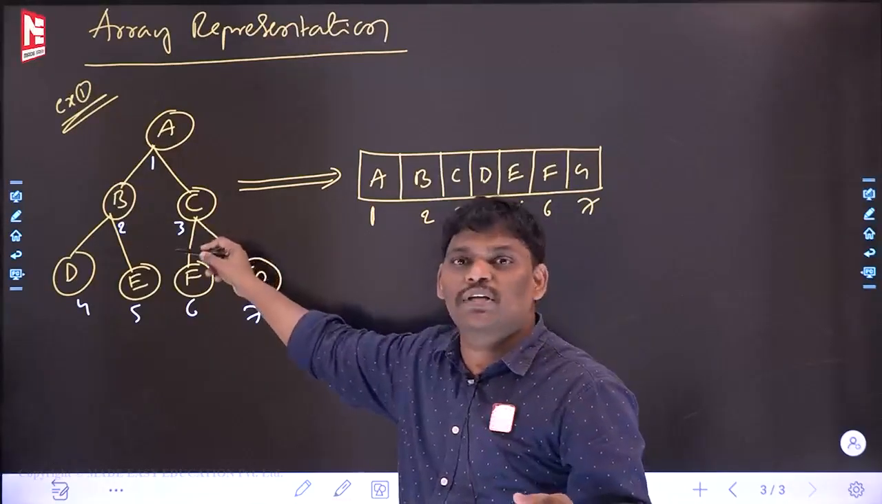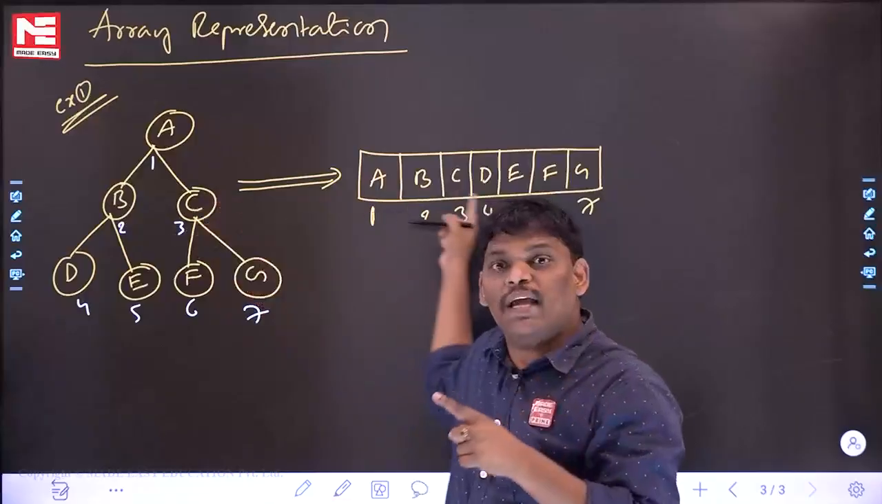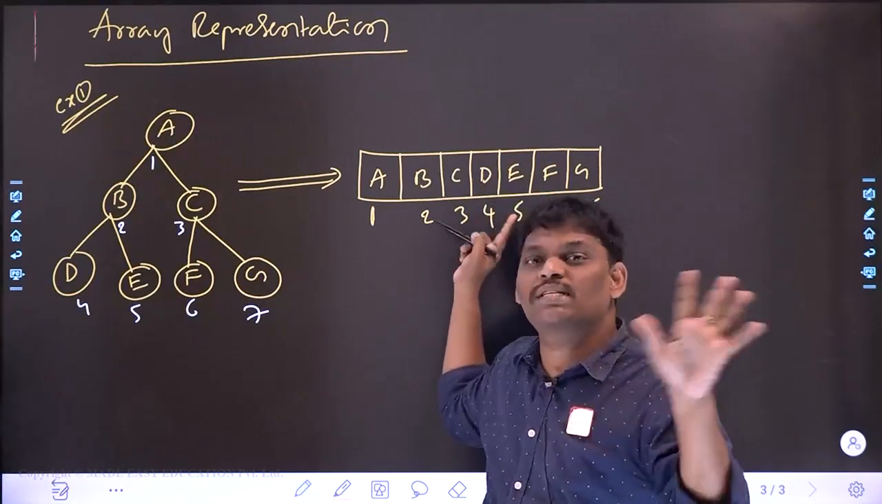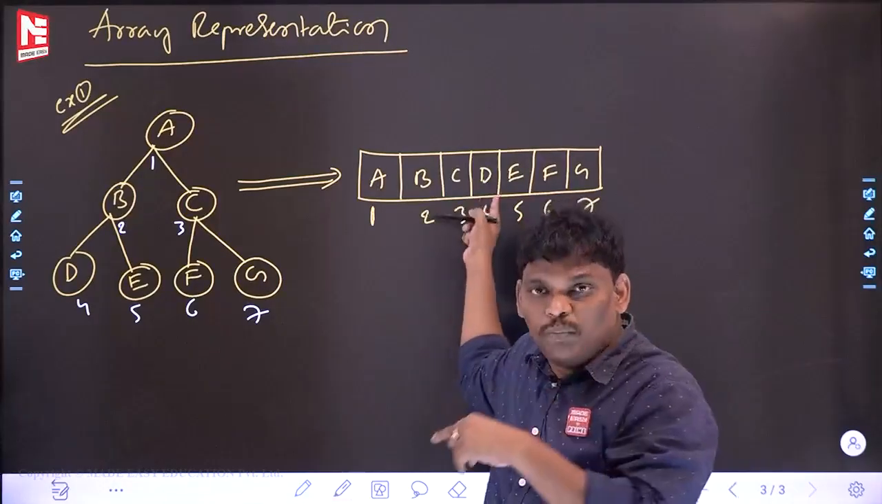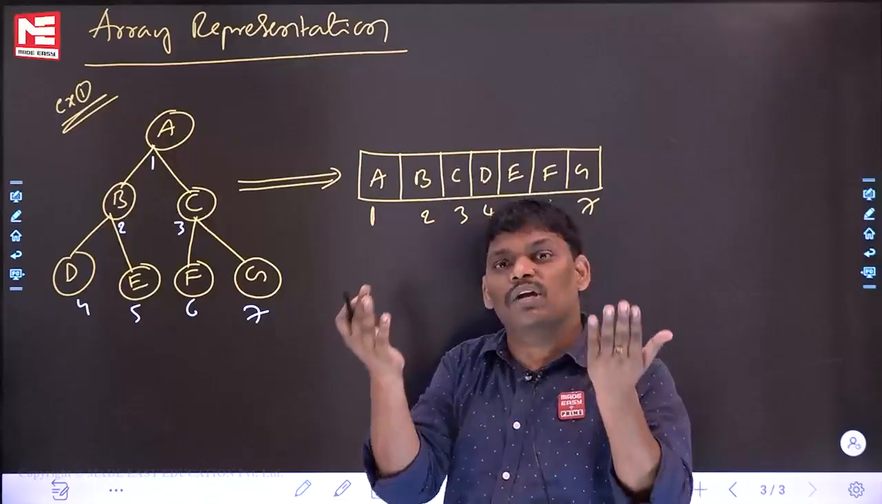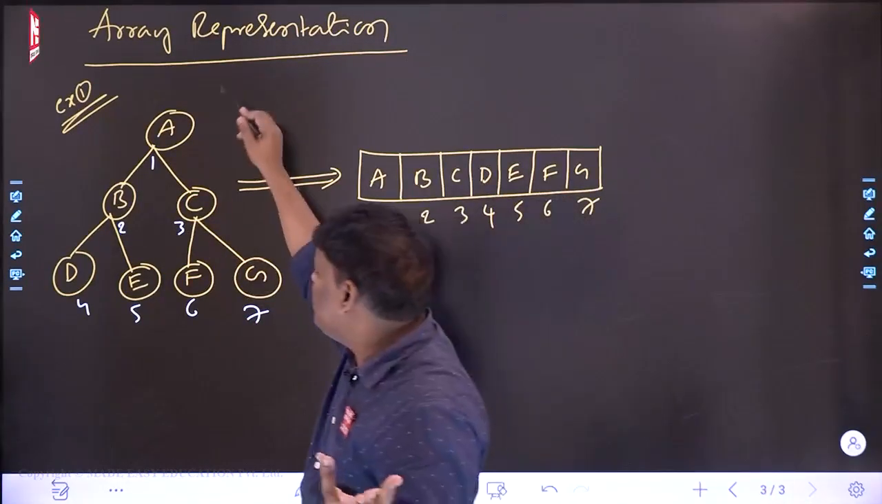This is for user convenience. The user is very happy seeing this diagram. The user may not be happy seeing this array. But by seeing this array, the computer is happy. This is for the computer, this is for you. Both are okay. One is for the user, one for the computer. The user is very happy with this diagram.